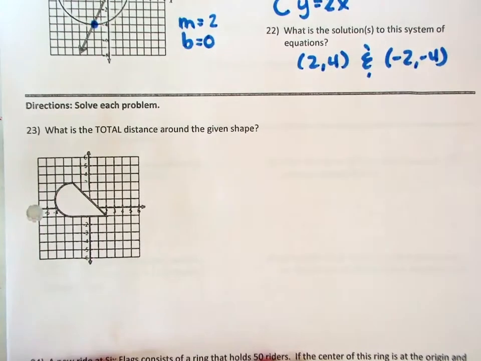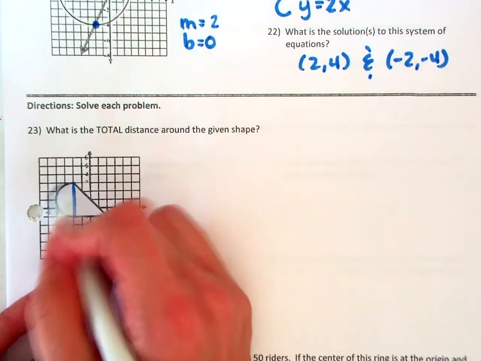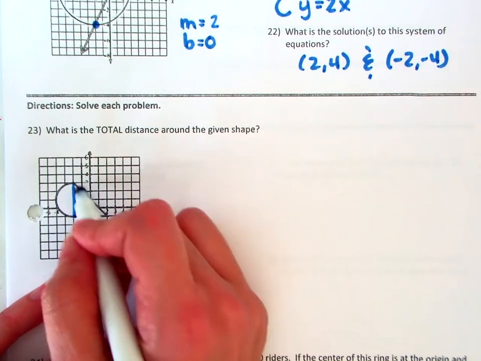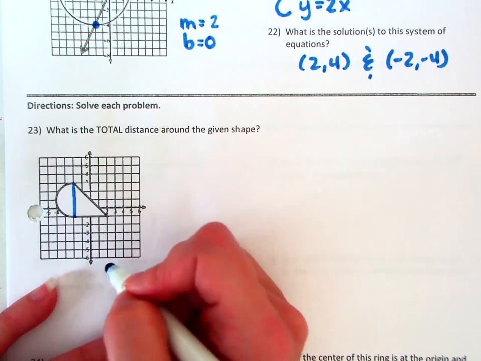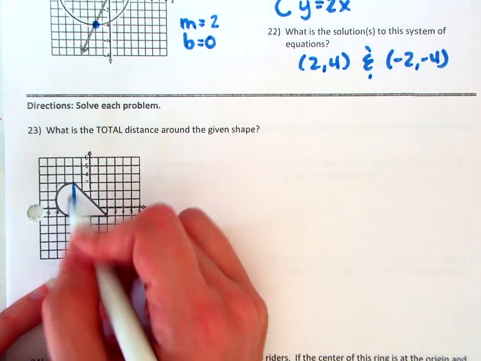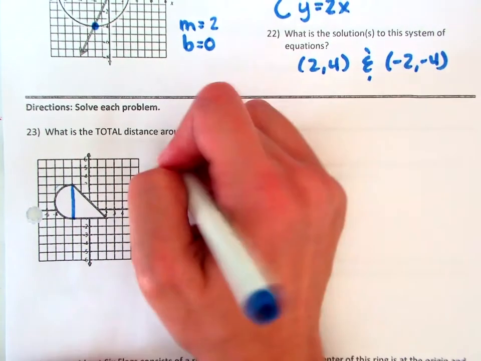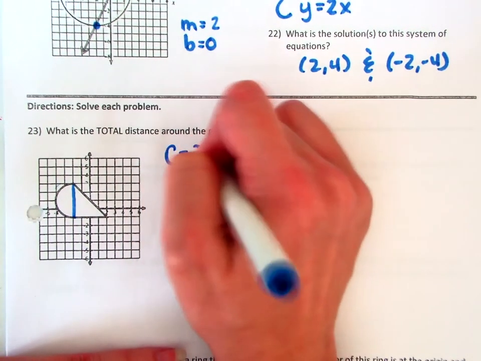On number 23, it says, what's the total distance around the given shape? Well, if I go ahead and partition this right here, I can see I have a semicircle, and then I need to just find these two sides of the triangle. Let's start with the semicircle. The distance around a circle is called circumference, and so if I'm doing a semicircle, I just need half of the circumference. So if you think about the circumference formula, that is 2 pi r.